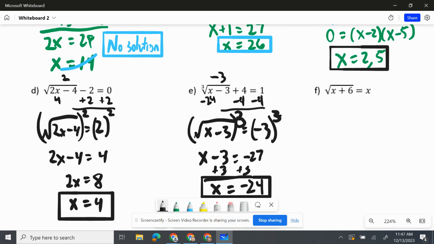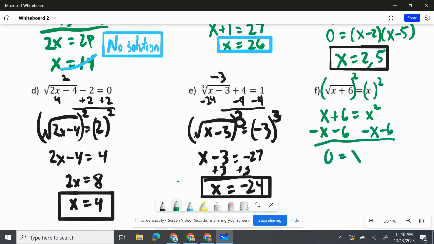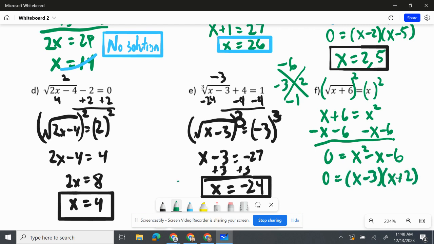And then for our last one, we're going to square both sides. I get x plus 6 is equal to x squared. Subtract the 6, subtract the x. I get 0 equals x squared minus x minus 6. So two numbers that multiply together give me negative 6, add up to negative 1: negative 3 and 2. So I have x minus 3, x plus 2. So x is equal to 3 and negative 2.